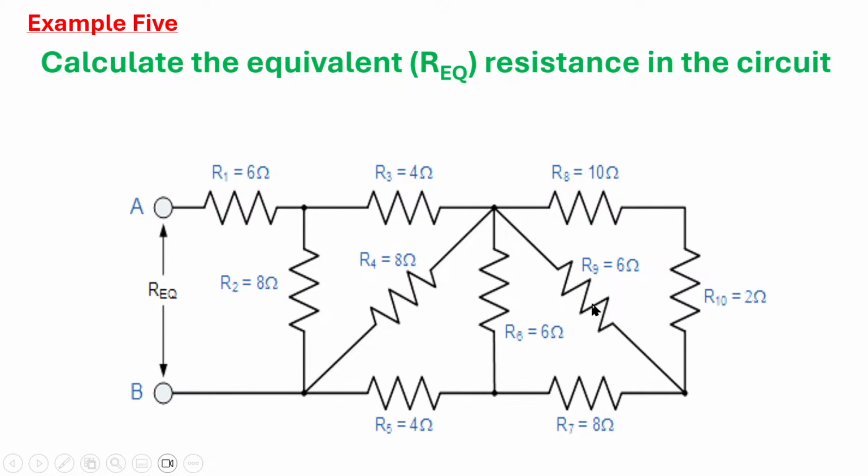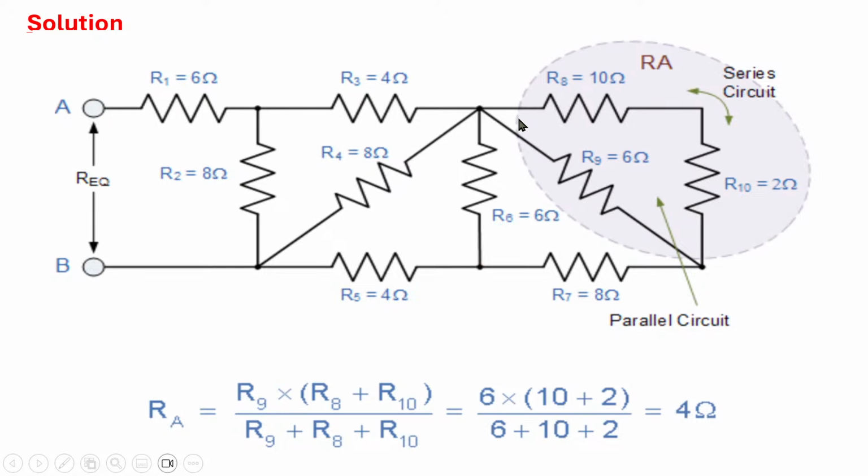So like we can see, resistors R8 and R10 are in series and in parallel with this. So we'll start our analysis by looking at that. Solution: like we said, resistors R8 and R10 are in series and in parallel with R6.